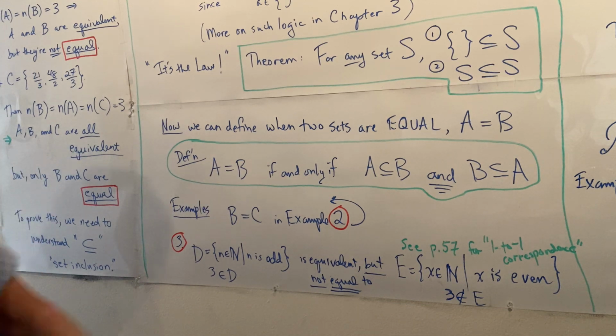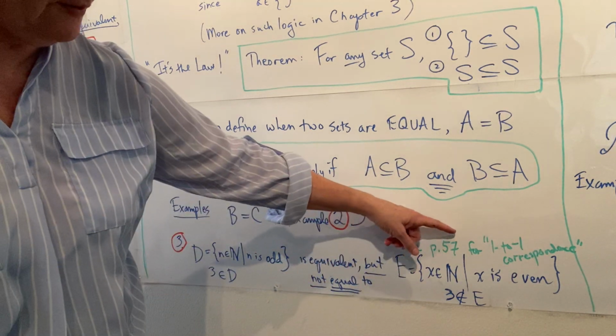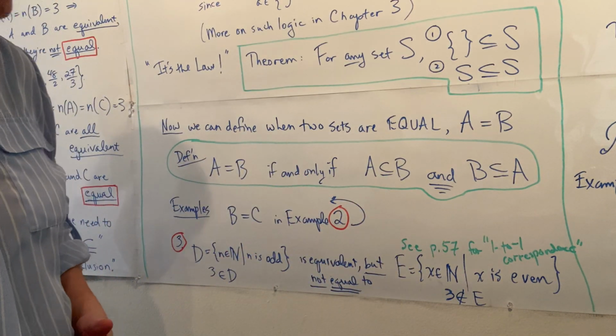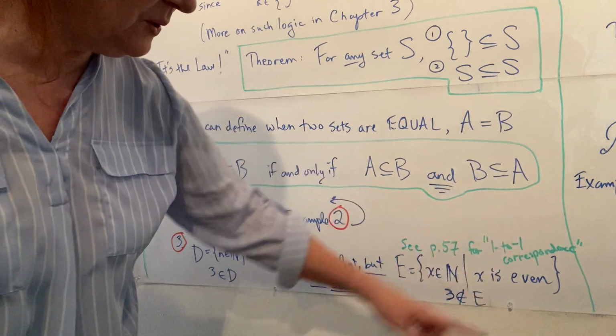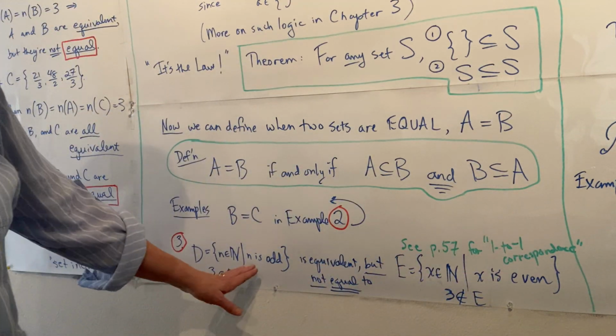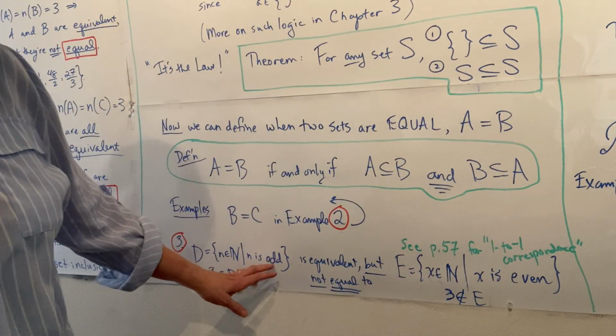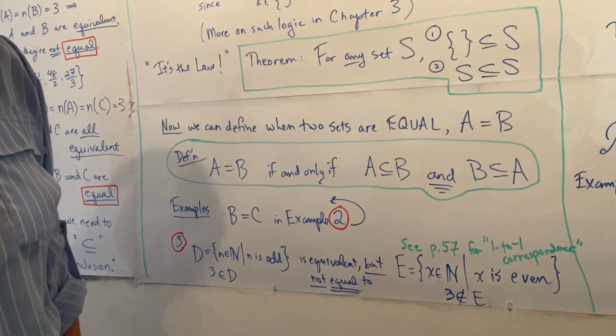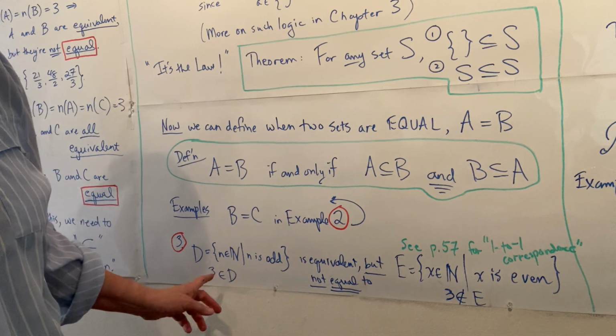However, if you see page 57, the middle of the page, it talks about when two infinite sets are equivalent if they have a one-to-one correspondence. We can make a one-to-one correspondence between the set of all odd numbers and the set of all even ones. So we say that they are equivalent, but they're not equal.